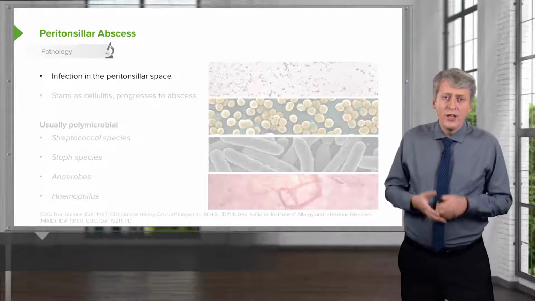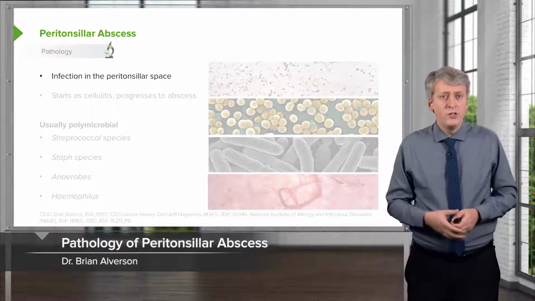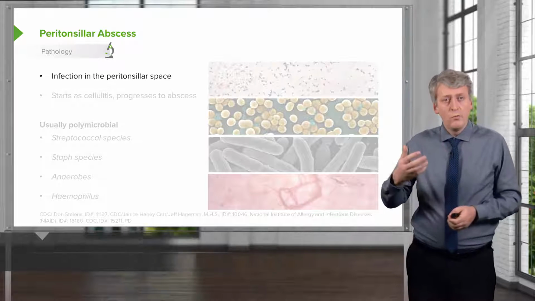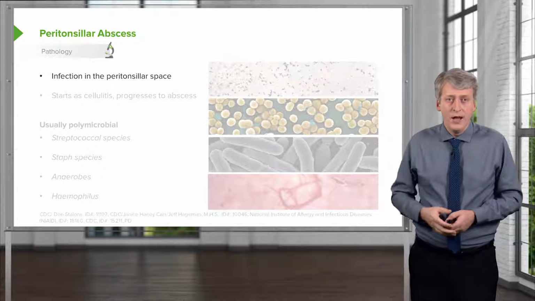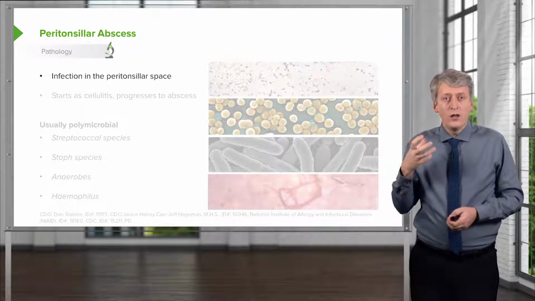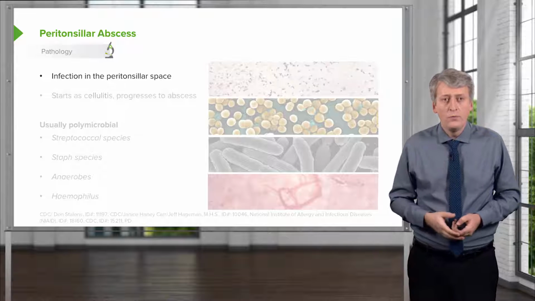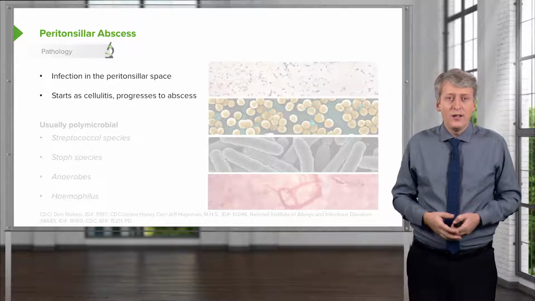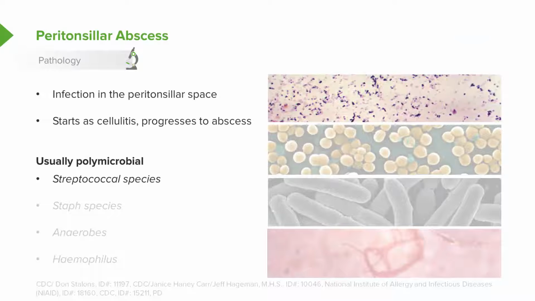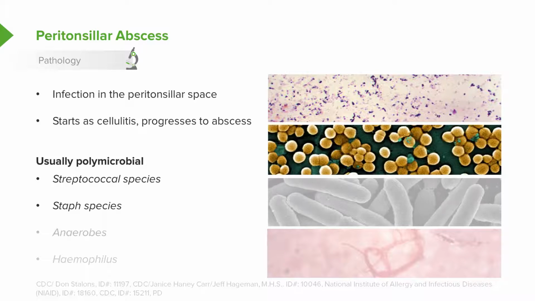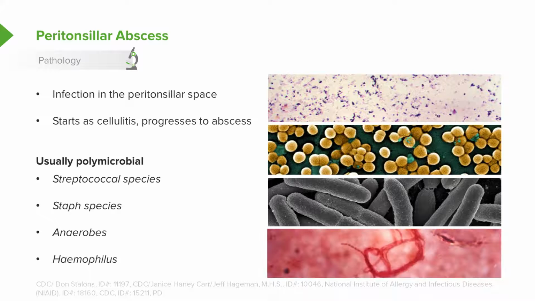Let's switch gears to the next upper airway infection, which is a peritonsillar abscess. We're moving a little bit farther back in the mouth now. This is an abscess that occurs in the peritonsillar space, just in the back of the throat. It may start as a cellulitis and then progress. It's usually a polymicrobial infection, including streptococcal species, staph, anaerobes, or maybe Haemophilus. So this is a mixed infection.